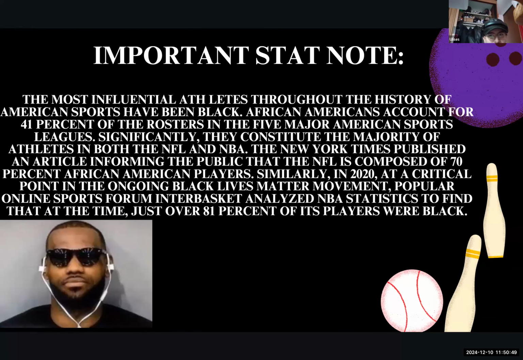Another important stat to notice is the most influential athletes throughout the history of American sports have all been Black. An example could be LeBron James, Tiger Woods, Serena Williams. So you know these names are high up there. African Americans account for 41% of the rosters in 5 major American sports, including both the NFL and the NBA. The New York Times published an article informing the public that the NFL is composed of 70% African American players, so that's pretty much the whole NFL and 30% of other ethnicities.